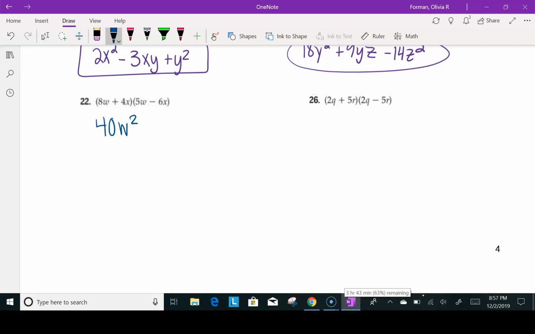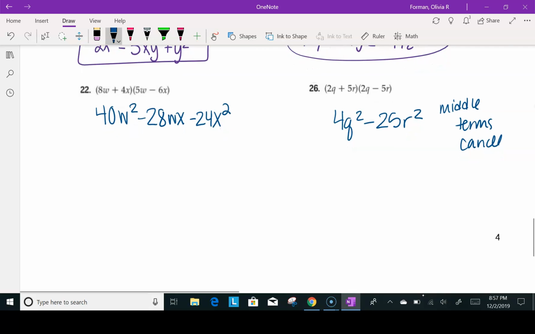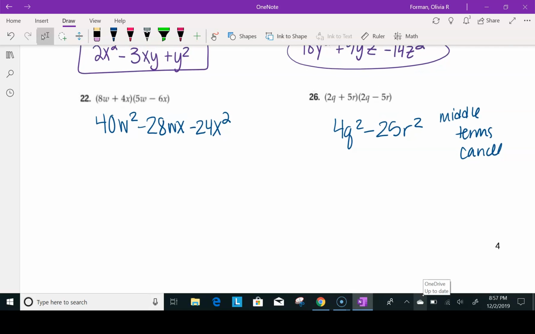So this one you get 40w squared minus 28wx minus 24x squared. Number 26, you'd end up with 4q squared minus 25r squared. That one's kind of interesting because the middle terms cancel. So please make sure that you go through those either right now as you start your homework. Okay, I will check tomorrow to make sure that you did those two problems. I'll check it right at the start of class that you showed your work for those.